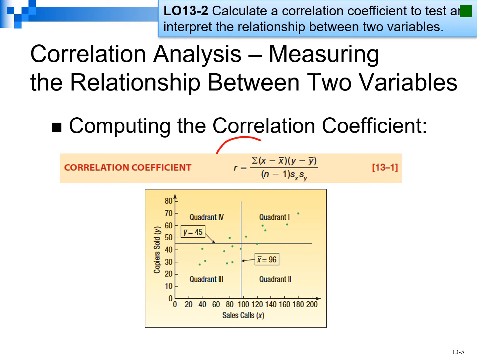Here's the formula, and we just have to follow it through. It's right here, and I'm going to circle it. Notice it has a couple of summations: the summation of x minus x bar times y minus y bar. So we're going to set up a couple of columns. Then we look at the sample size, which is a factor in it, and then the standard deviation of x times the standard deviation of y. We're going to walk you through this, and it will give you the correlation coefficient.